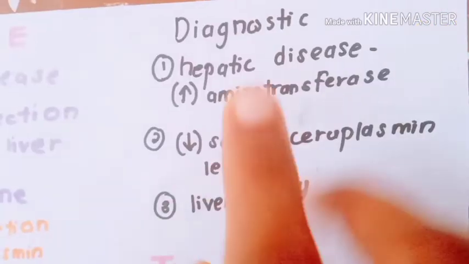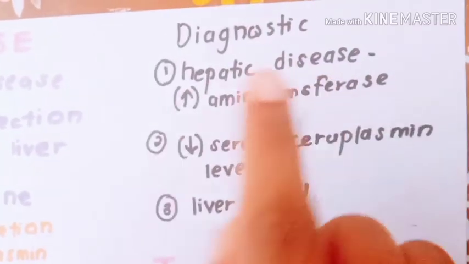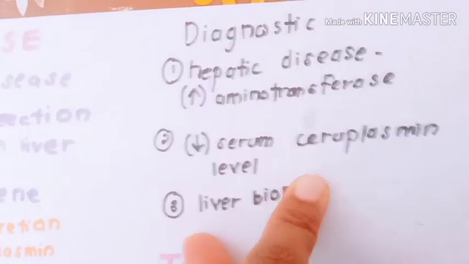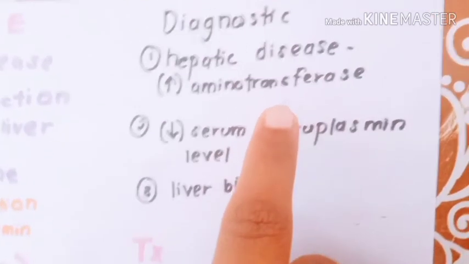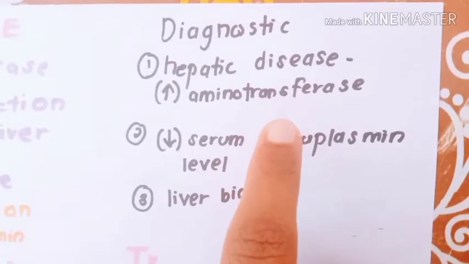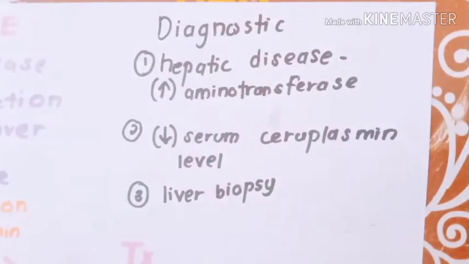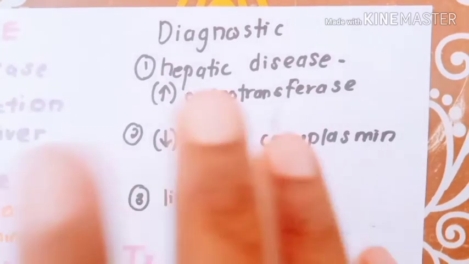So next will be diagnosis, the tests we take to confirm whether the patient has Wilson disease or not. As I told you before, under clinical features we saw liver disease. So for tests also we have to look for hepatic disease. Before I mentioned acute hepatitis, cirrhosis, and fulminant hepatic failure.